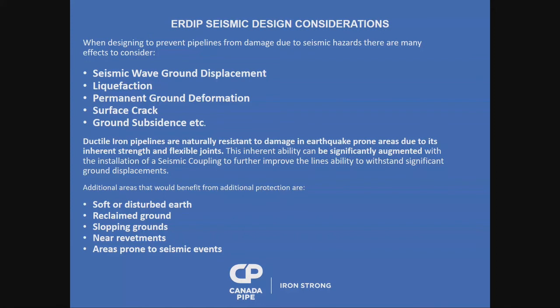They're putting in seismic lines for these different factors: liquefaction, permanent ground deformation, surface cracks, ground subsidence, and anything that's soft or disturbed earth. That's really important to have a pipe, or water delivery system, that's going to be able to handle those changes in the soil.